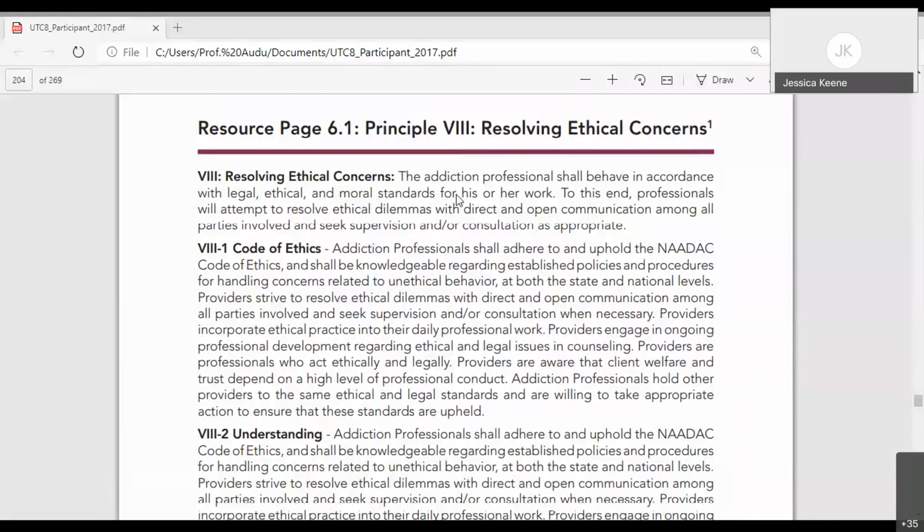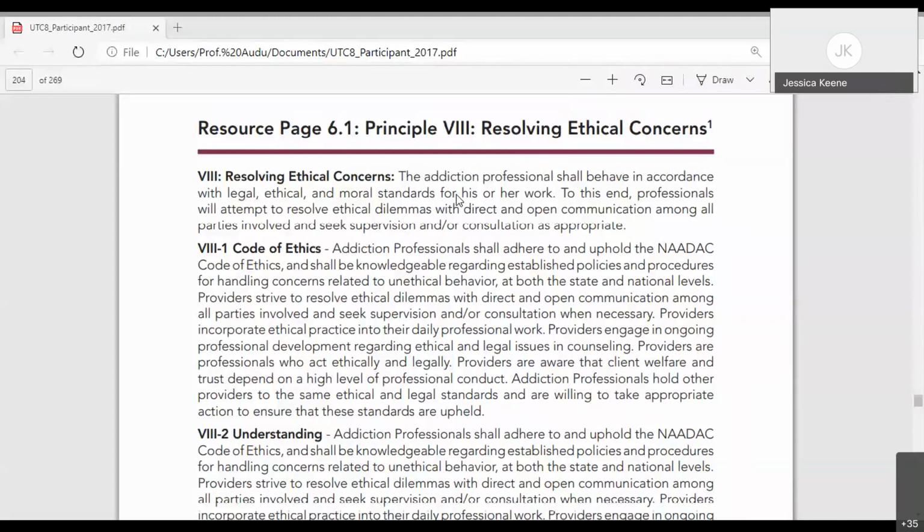So, Principle 8, resolving ethical concerns. The addiction professional shall behave in accordance with legal, ethical, and moral standards for his or her work. To this end, professionals will attempt to resolve ethical dilemmas with direct and open communication among all parties involved and seek supervision and or consultation as appropriate.